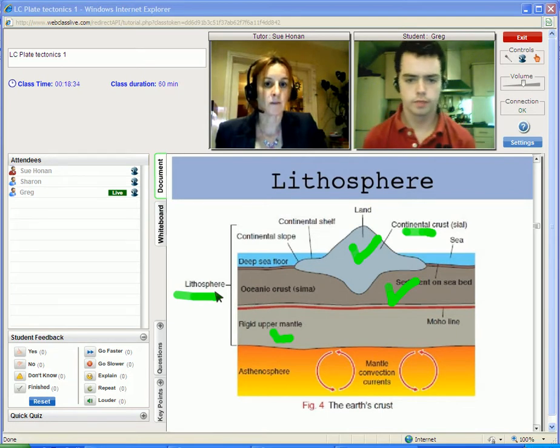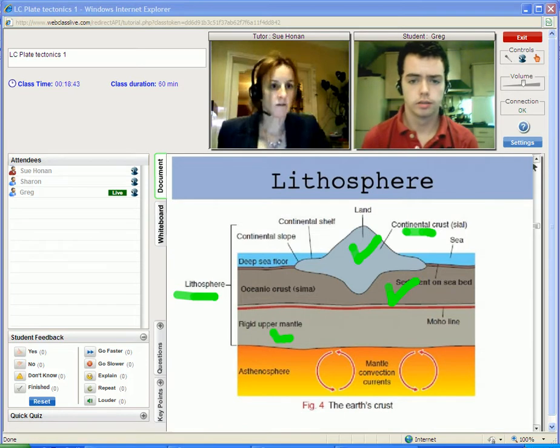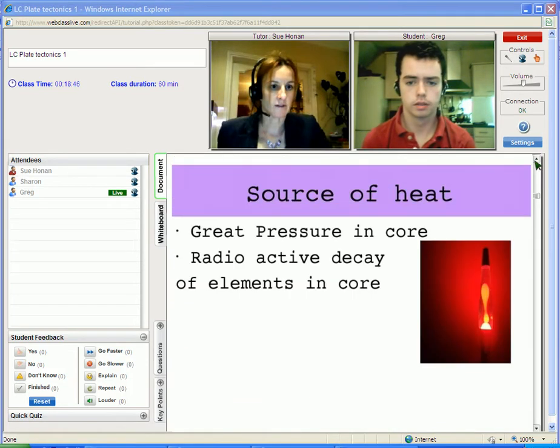So what's the lithosphere made of? Can you tell me again? The oceanic crust, the continental crust, and the rigid upper mantle. The rigid part of the upper mantle. Okay, right.